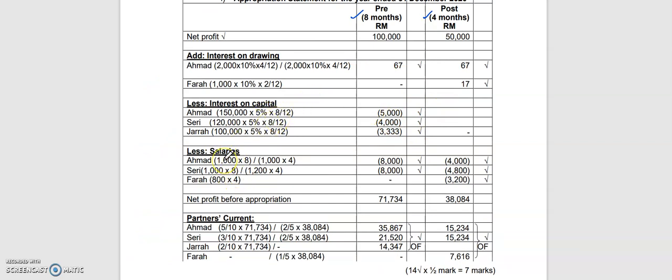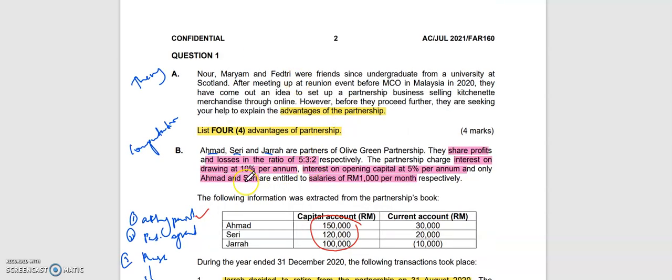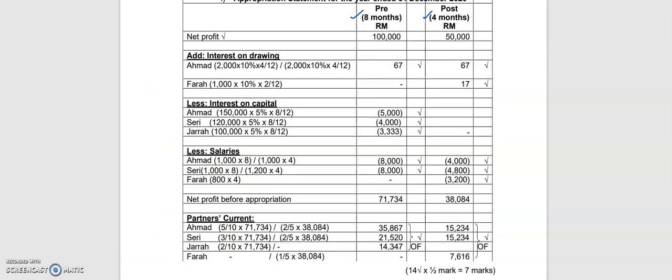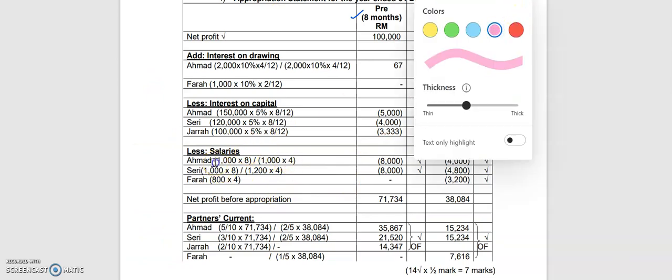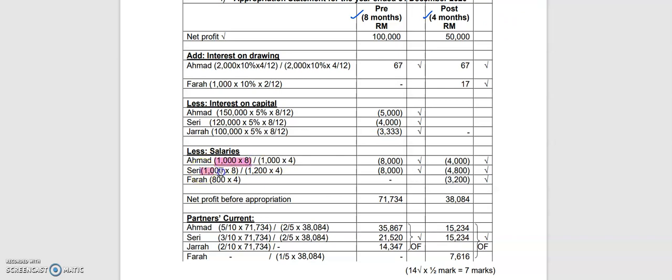Last but not least is the salaries. Who is entitled to the salaries? Ahmad and Seri. Ahmad and Seri are partners during the pre-period, right? So you calculate 1,000 per month since you are computing for 8 months. So you will times by 8. Those in the pink color are highlighted for pre. This is the working for pre. Is that clear, class? The pink color is for the pre-period.